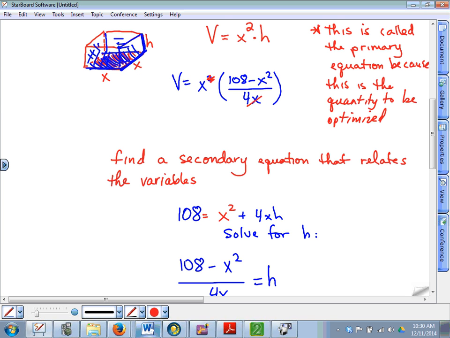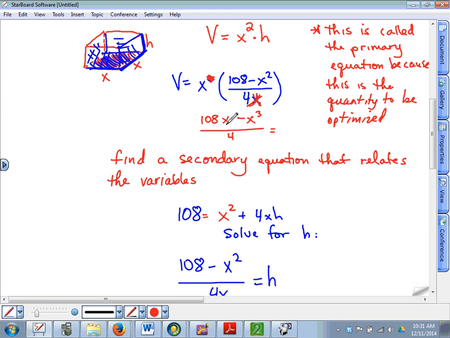Then you just got 108x minus. I canceled this x right here with one of those x's. Now you can distribute the x, and it's going to be 108x minus x to the third all over 4. Now I would do one more thing here. 108 divides by 4 evenly. It's 27.